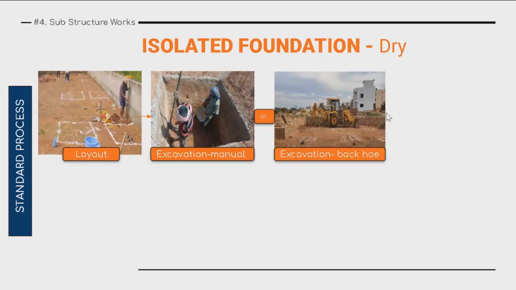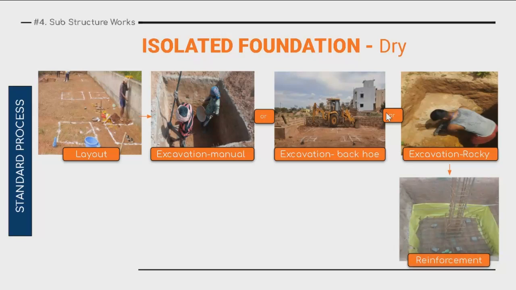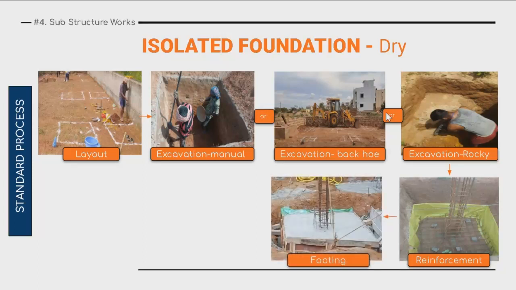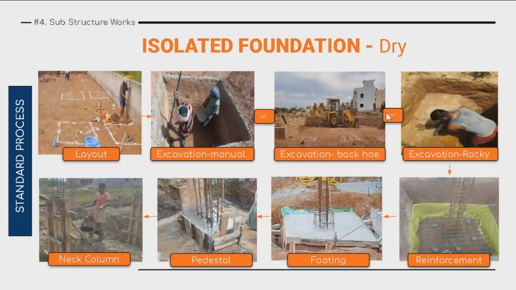Okay, and we have another method for rocky foundation. We need to use a demolition breaker to disintegrate the rocks, or you can use a chemical disintegration process as well. The next is reinforcement. You can see the reinforcement, the footing mesh and column have been placed. Then we have the footing casting done. After that we have the pedestal. Then we have the neck column done. Okay, so these are the basic standard processes. You will learn more on this in the next slides.